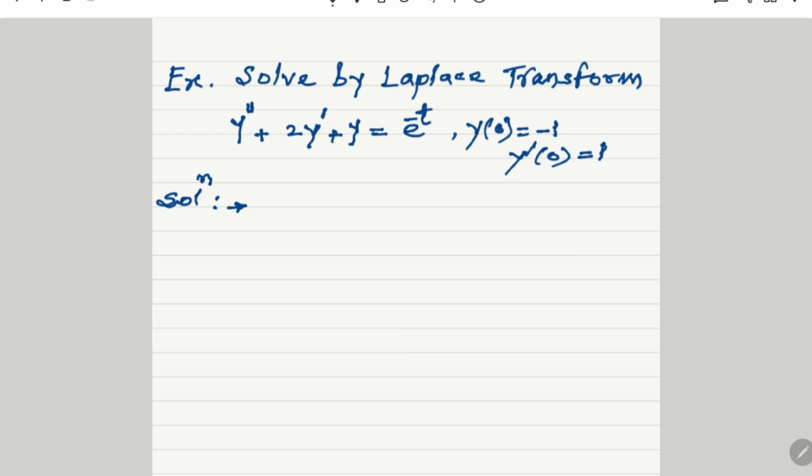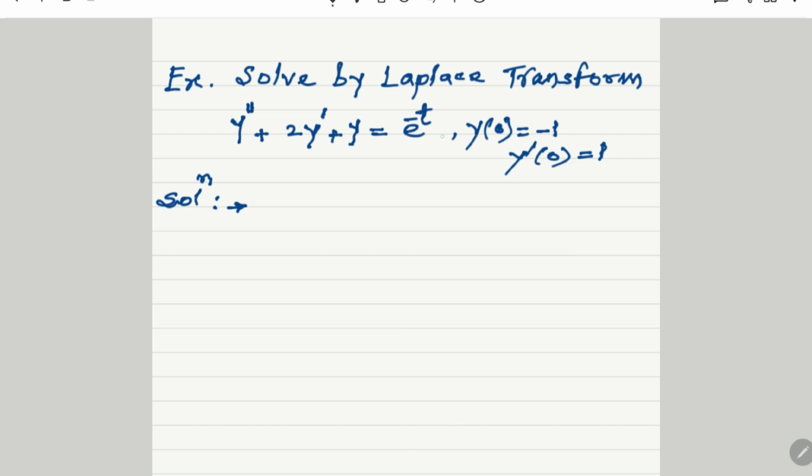Let us solve the problem. Solve by Laplace transform. The equation is y double dash plus 2y dash plus y is equal to e raised to minus t, and the conditions are y at 0 is equal to minus 1 and y dash at 0 is equal to 1.